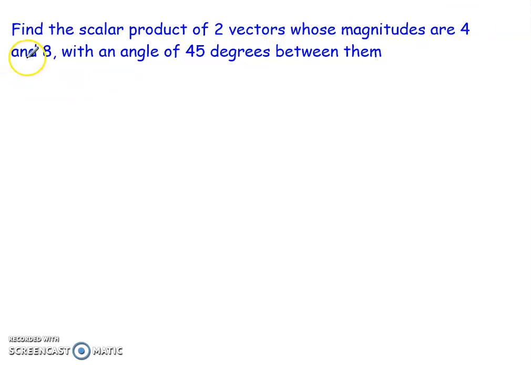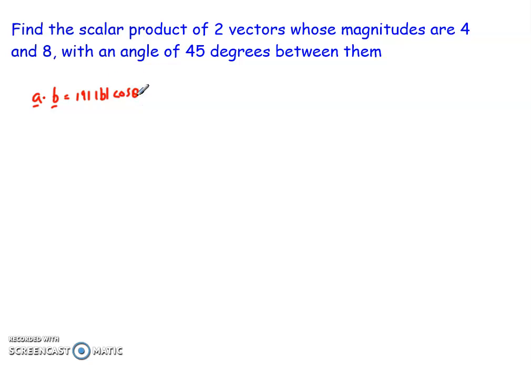So the first question was, find the scalar product of 2 vectors whose magnitudes are 4 and 8 with an angle of 45 degrees between them. So we have to remember that our scalar product, our A dot B, we're going to use the format where we have an angle. That's given by the magnitude of A, magnitude of B, cos theta.